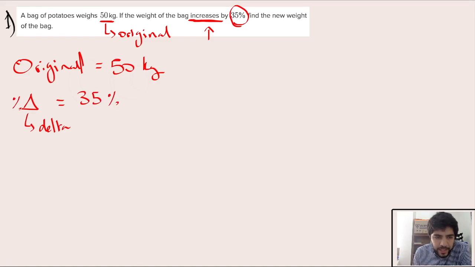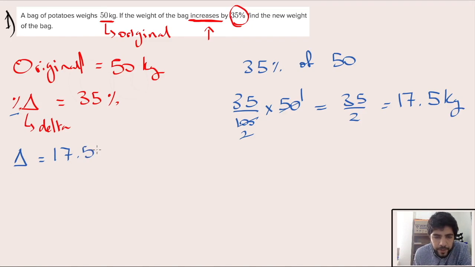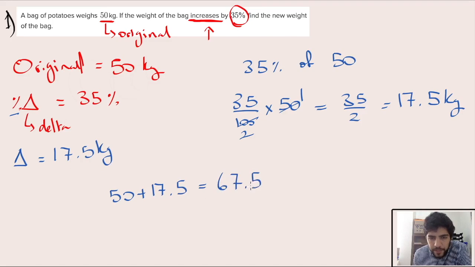So how can I calculate the amount of change? I have to find 35% of 50. I'll do this very quickly. And I got 17.5 kilograms. That's the amount changed. So my delta, instead of percent delta this time, I'm just saying delta equals 17.5 kilograms, and it's positive because I'm going up. So 50 plus 17.5 equals 67.5 kilograms, and that's my final weight.